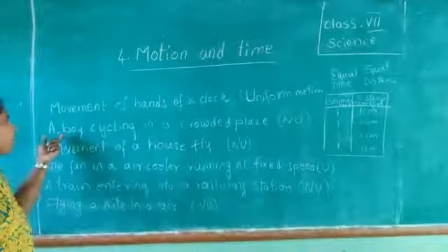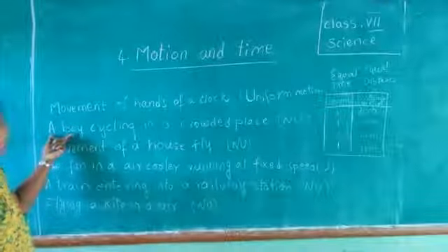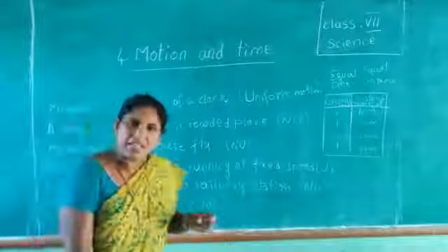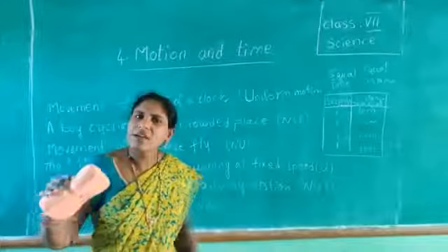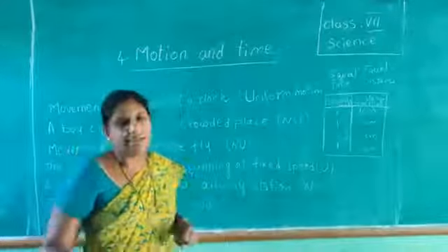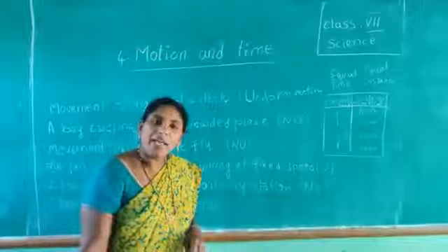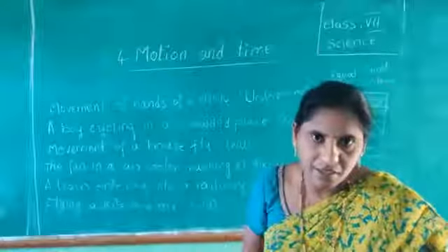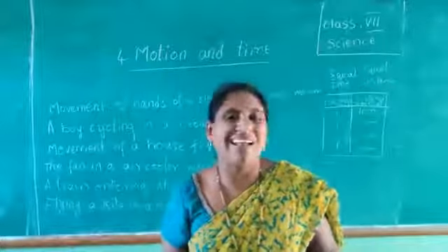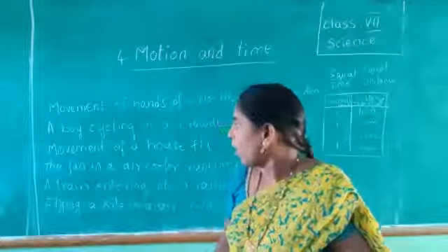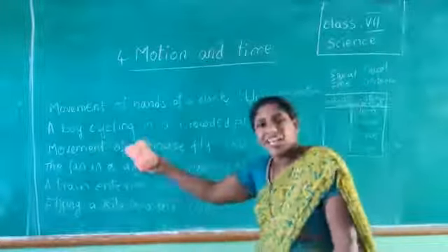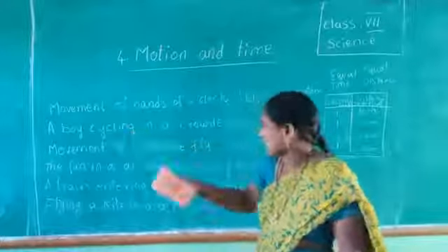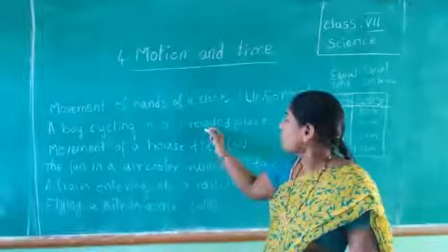Next one. A boy cycling. That means a boy cycling means a boy is riding or moving on a bicycle. A boy is riding on a bicycle, or a boy is riding a bicycle, or a boy is moving on a cycle. So simply I have written a boy cycling in a crowded place.